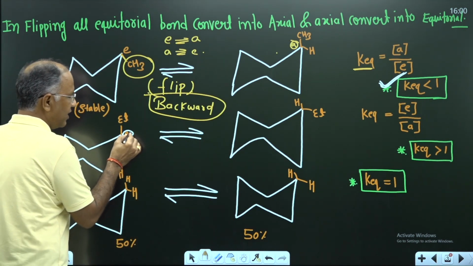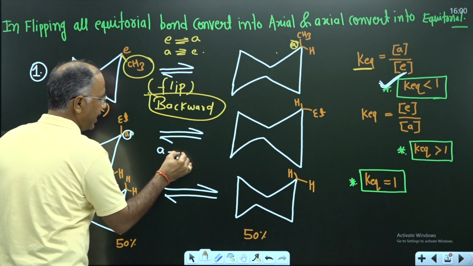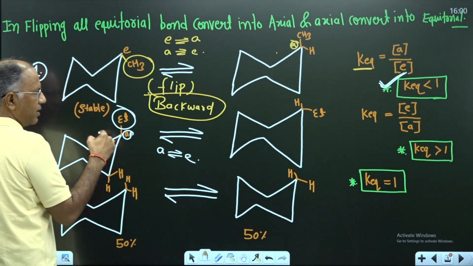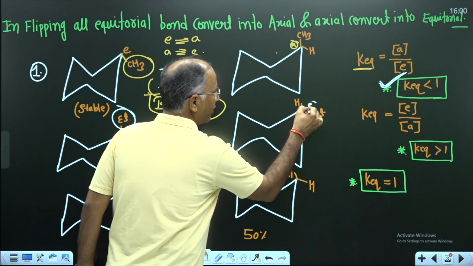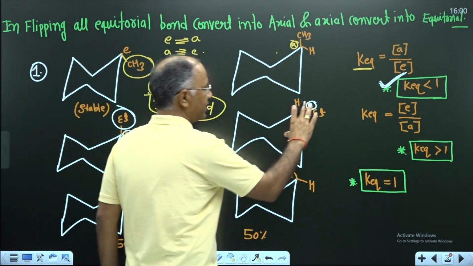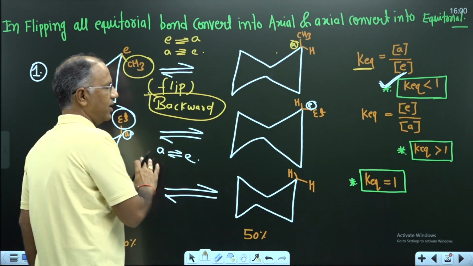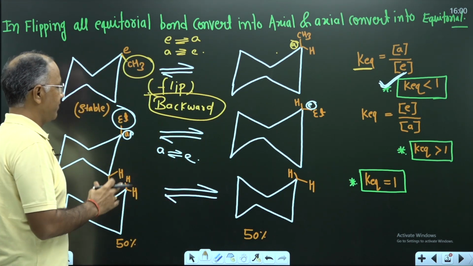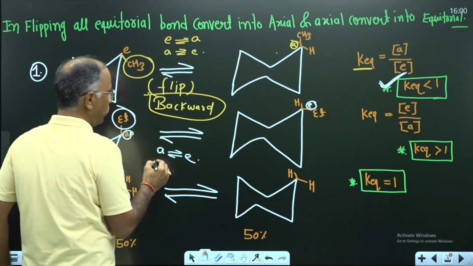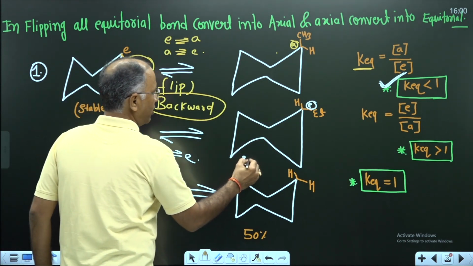Now let me explain one more example. This is our axial form, and as we know, A flips into E. If it undergoes flipping, axial converts into equatorial. Now we have to write the K equilibrium value. What is the K equilibrium? The concentration of product upon concentration of reactant. And what is the direction of equilibrium? Now which one is more stable, axial or equatorial? Equatorial is more stable.